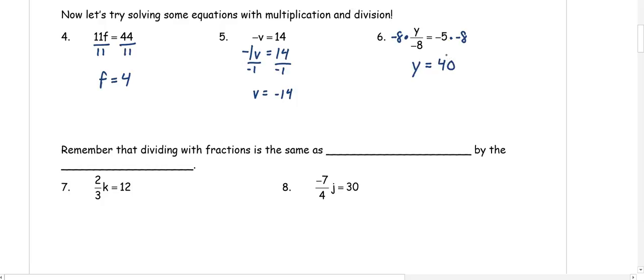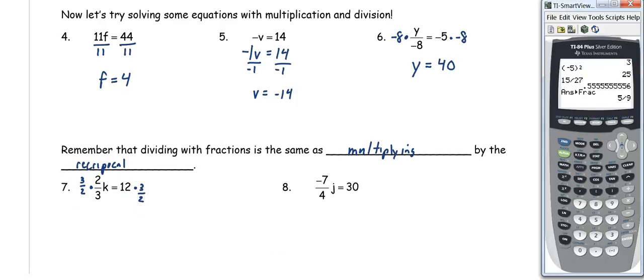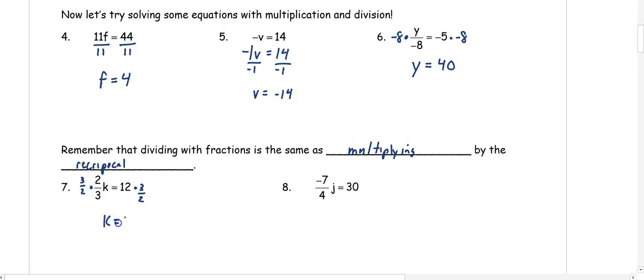Now remember, when you are dividing with fractions, that's the same as multiplying by the reciprocal. So when I have 2/3 k equals 12, in order to get k by itself, I want to multiply by the reciprocal, 3/2. So we can put that into our calculator: 12 times parentheses 3 divided by 2. And we get k equals 18.